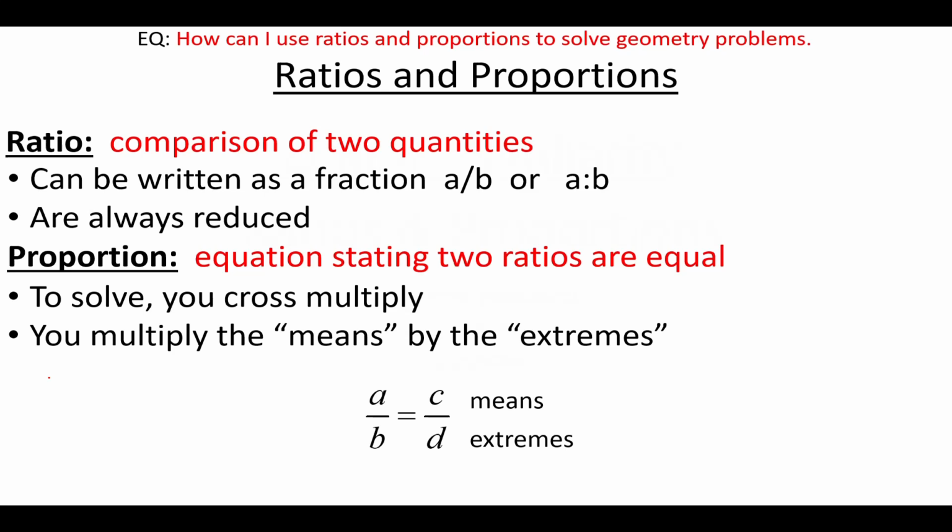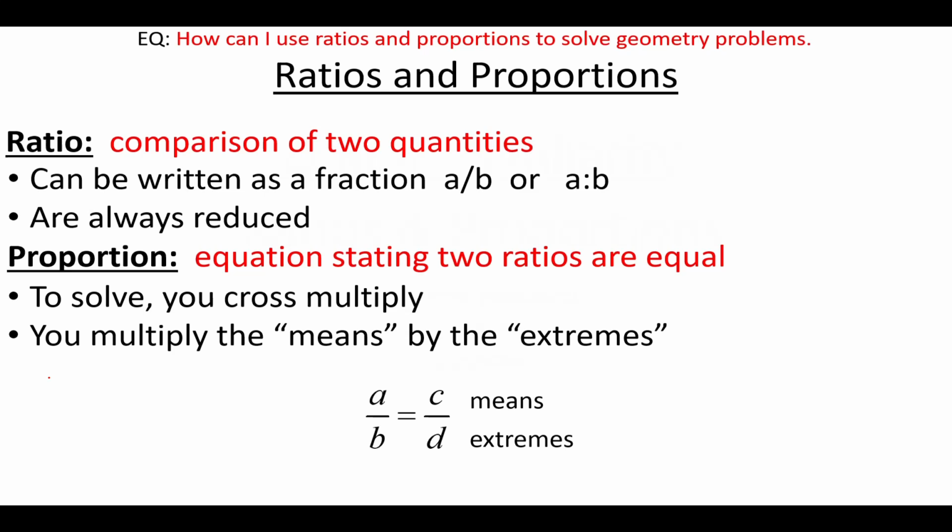The definition of a ratio is a comparison of two quantities. It can be written as a fraction like A over B, or it can be written as a comparison like A colon B. Either way, ratios should always be reduced down to simplest terms. A proportion is an equation that states two ratios being equal to each other.